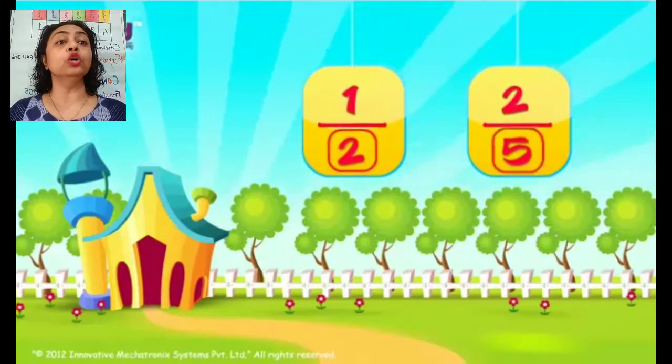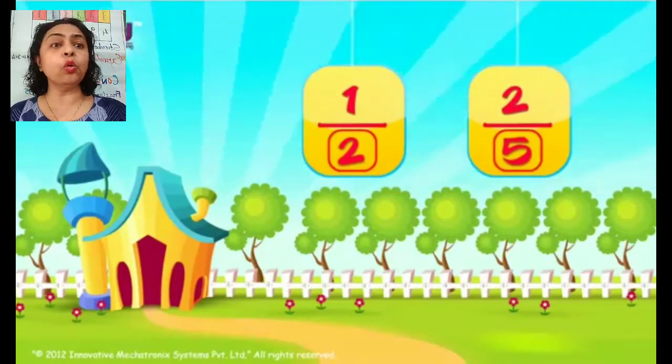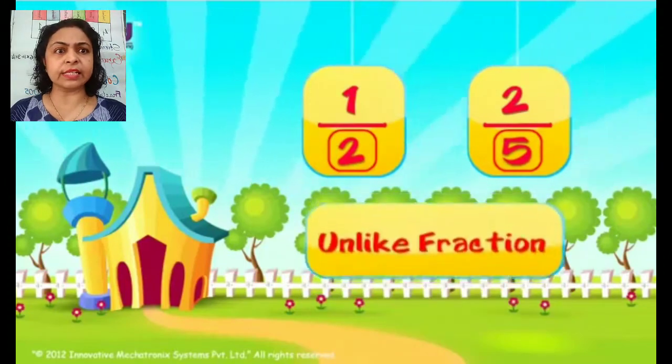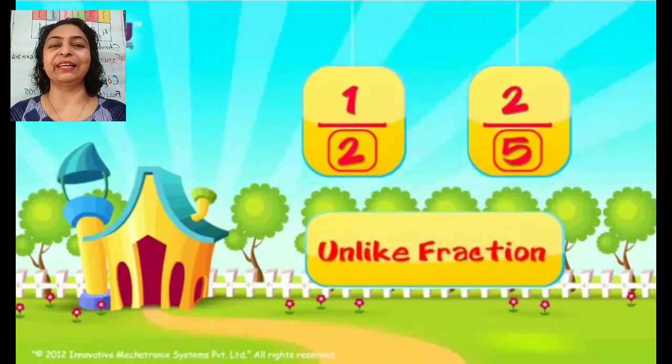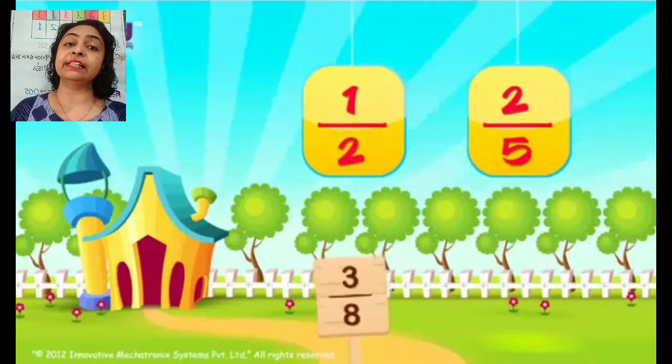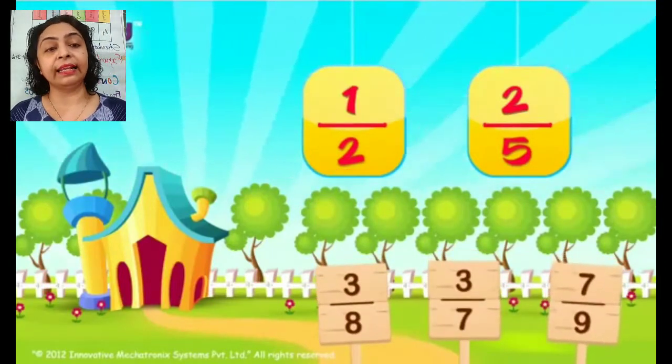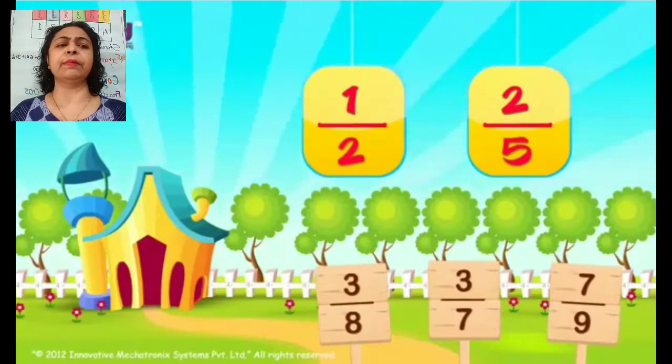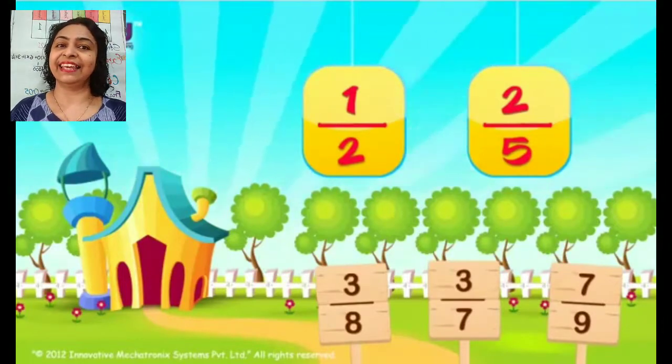1 by 2, 2 by 5. Here 2 and 5, the denominators, are different, so we can call them unlike fractions. So children, when the denominators are different, we will call them unlike fractions. 3 by 8, 3 by 7, 7 by 9, they are unlike fractions.